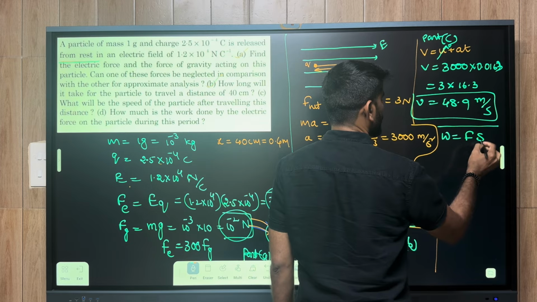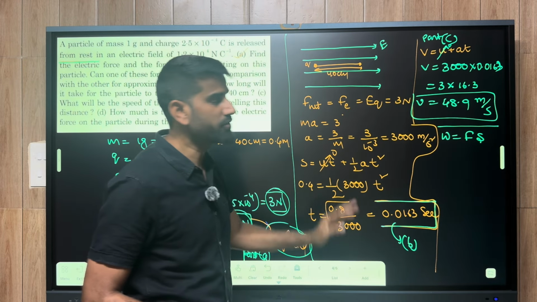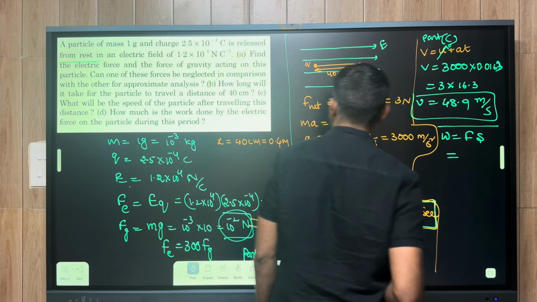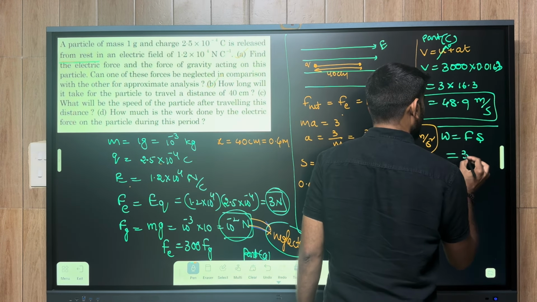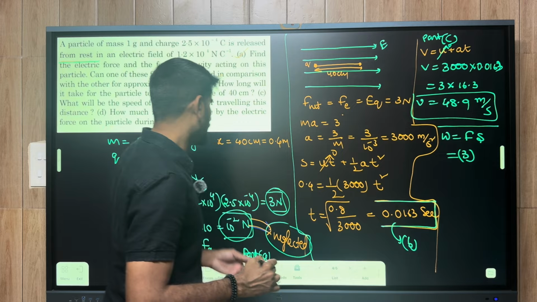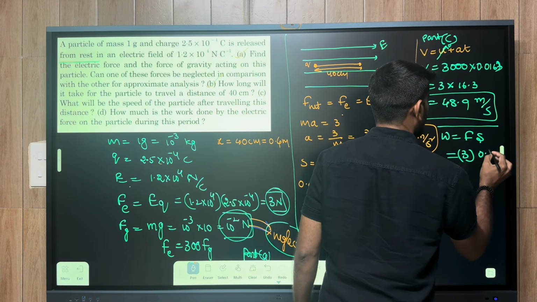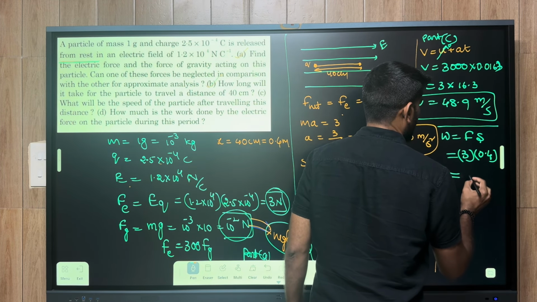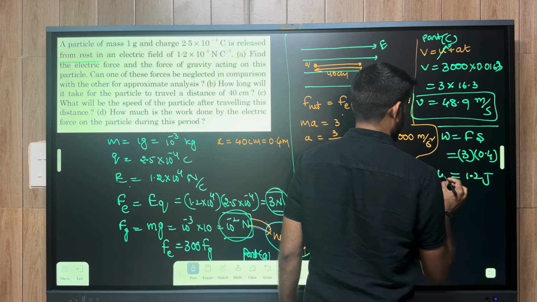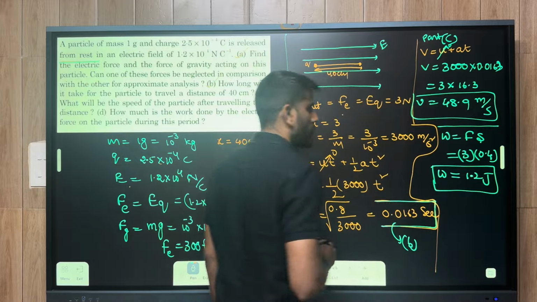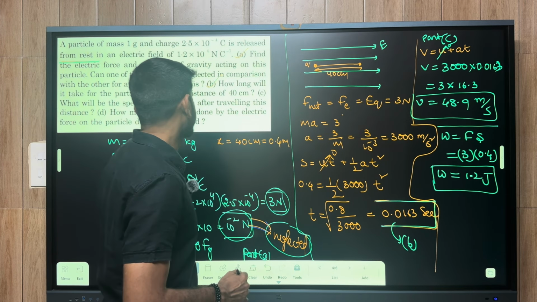Work done is equal to force into displacement, right? In the direction of force only, the displacement has taken place. So force is how much? Electric force is 3 newtons, all the quantities which have already been determined in part A, and the displacement is already given in the question, which is 0.4. What is the answer? It is 1.2 joules. Work done is equal to 1.2 joules is the answer for part D.